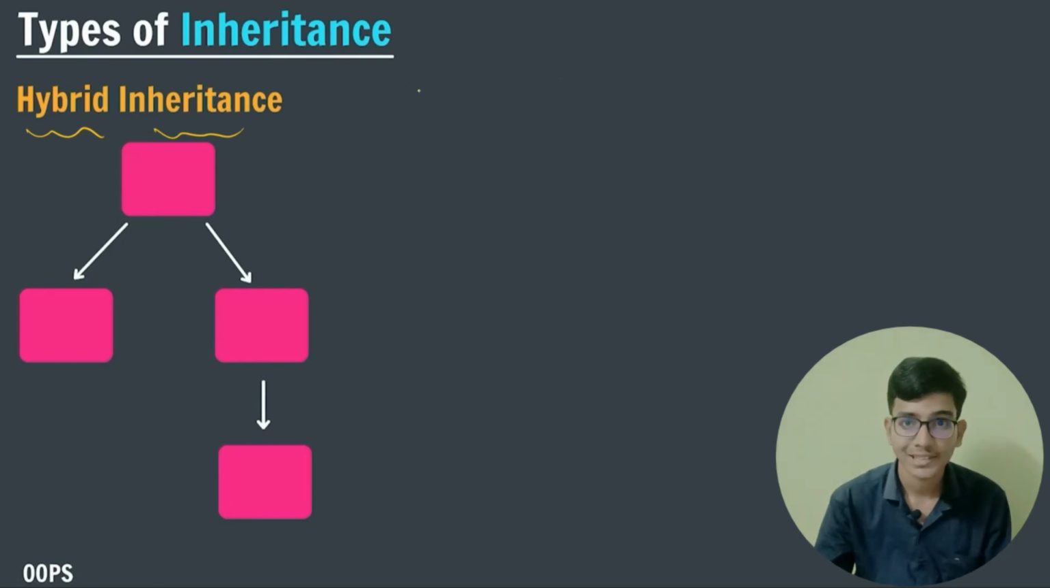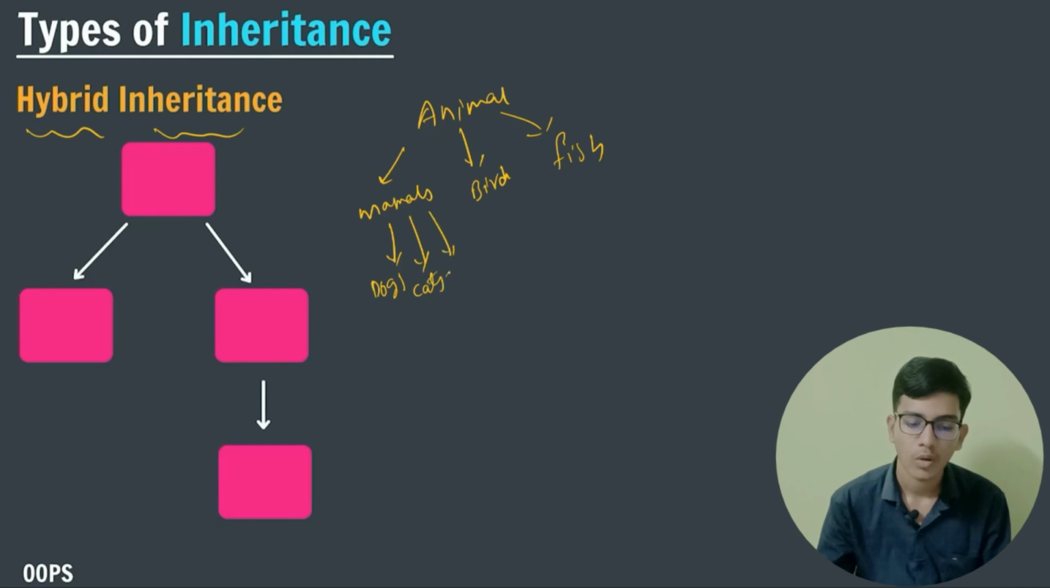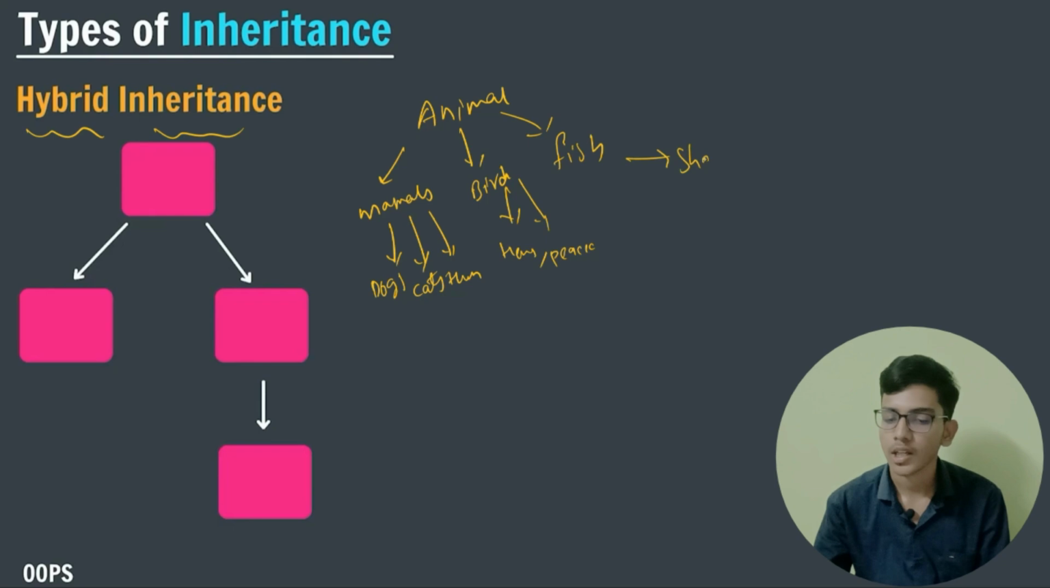So let us consider an example to understand hybrid inheritance. We have animal, right? In animal we have mammals, we have birds, and we have fish. In mammals we have again dogs, we have cats, we have humans, and all those things. In bird we have hens, we have peacock, right? In fish we have shark, and we can have tuna.